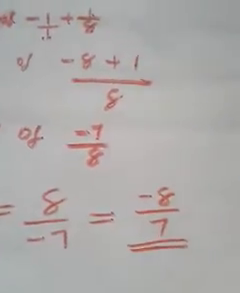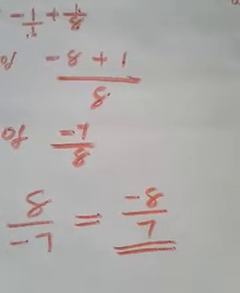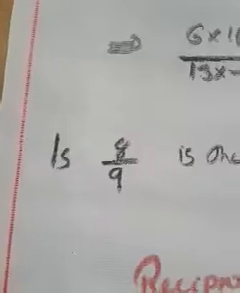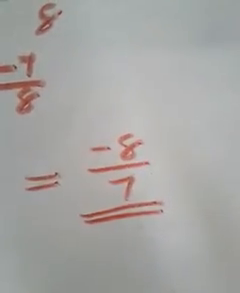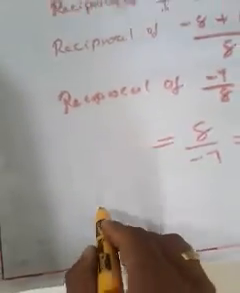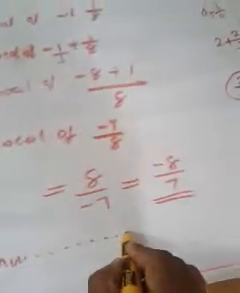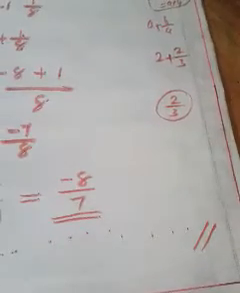So the answer to the question is what? 8 by minus 7. Sorry, minus 8 by 7. So the question was, is 8 by 9 the multiplicative inverse? We found that the multiplicative inverse is minus 8 by 7, not 8 by 9. So what can we conclude? The multiplicative inverse is minus 8 by 7, not 8 by 9. That is the conclusion.